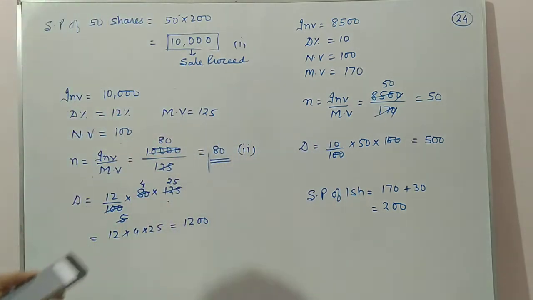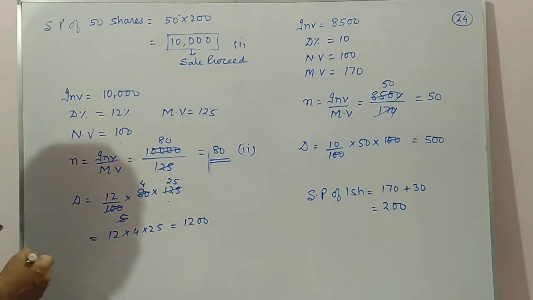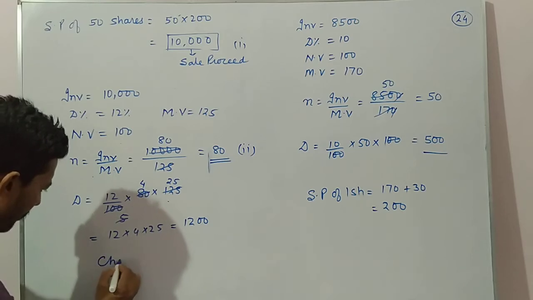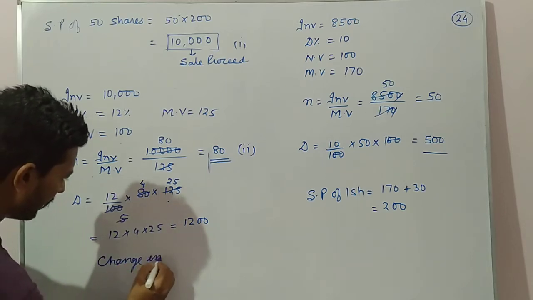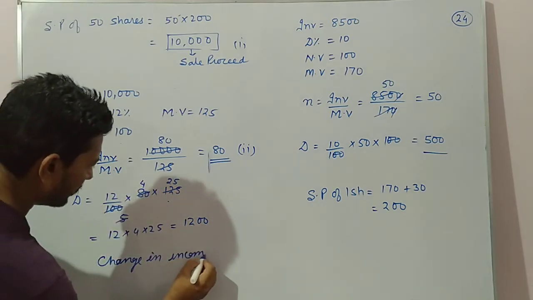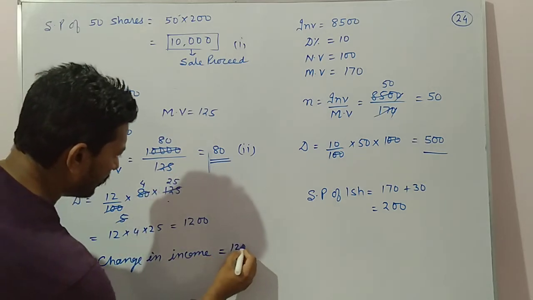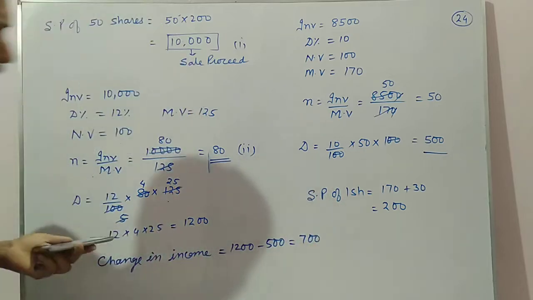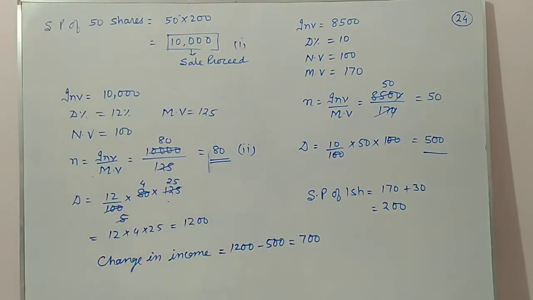And third one, change in the annual income. That will be how much? Here the dividend is 500. So change in income, that is 1200 minus 500 equal to 700. Okay. Next.